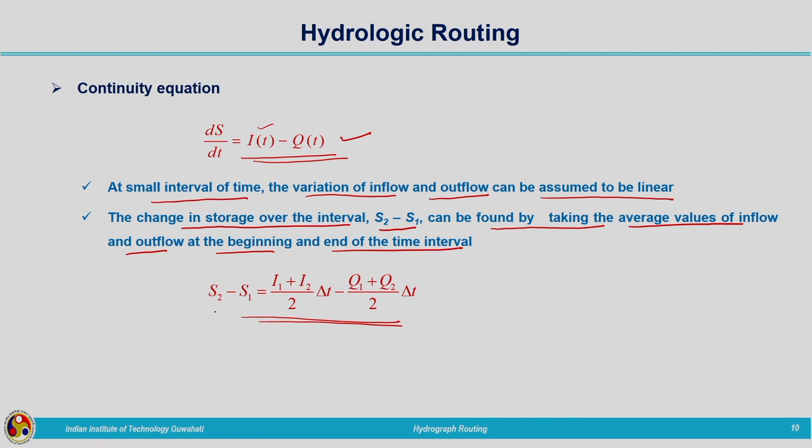Actually, it is (S2 minus S1) by delta t is equal to (I1 plus I2) by 2 minus (Q1 plus Q2) by 2. So, delta t we have taken towards the right hand side, and the equation takes this form. In this, we are having S1, S2; 1 is the beginning of the time interval delta t which we are considering, and 2 is the end of the time interval delta t. So, a small interval of time delta t is considered, beginning and ending, and within that the variation of I and Q was considered as linear.